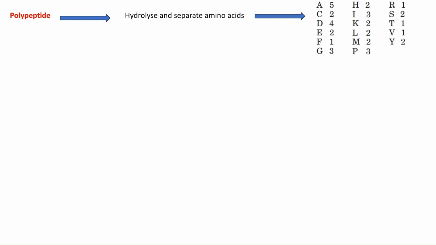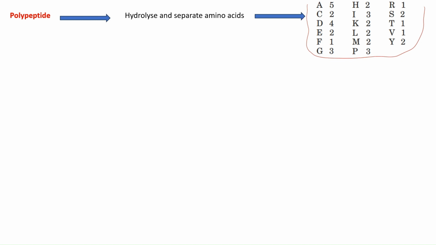Now, let's sequence a protein. So now, suppose we have an unknown polypeptide chain. What we can do is, let's first hydrolyze the complete polypeptide and separate all the amino acids. So first we hydrolyze the full polypeptide to separate all its amino acids. After separating all its amino acids, suppose we have found these sets of amino acids present in our polypeptide. A is for alanine. We found that there are 5 alanines in this particular polypeptide.